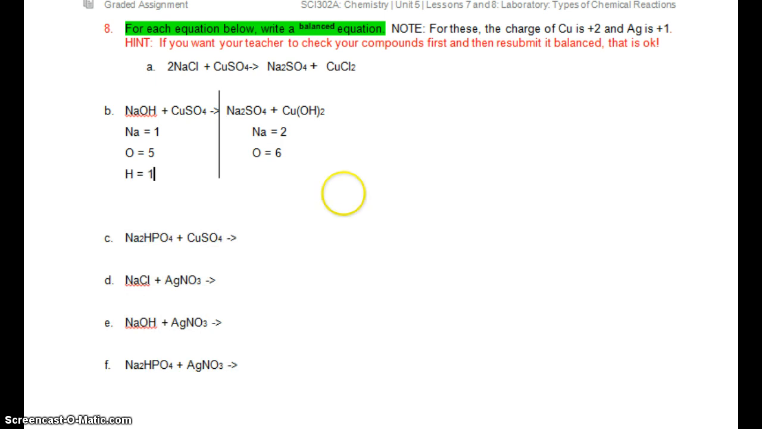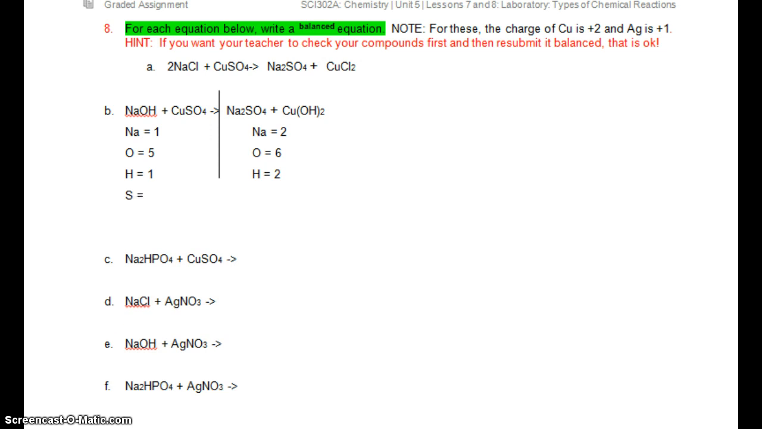H is on the reactant side, just the 1. H is on the product side, 2, because I have to distribute this 2. And sulfurs on the reactant side, 1. Sulfurs on the product side, 1. Okay, when balancing chemical equations, I like to save the oxygen and hydrogen for last because, like I've said before, sometimes they just kind of magically work out. So, if I have 2 sodiums on this side, and I have 1 on this side, what number do I have to put right there?